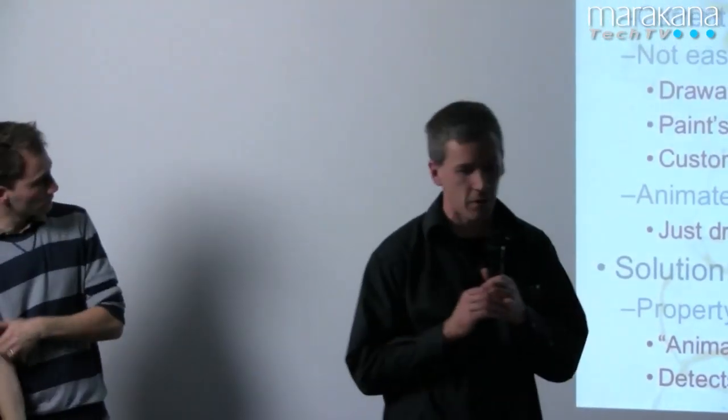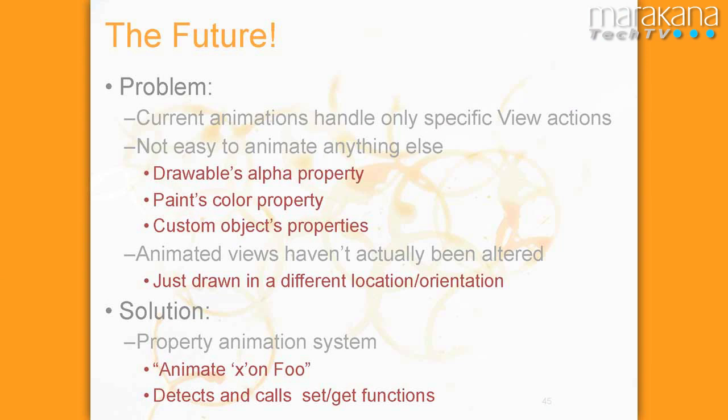Okay, so in the current animations, like I said, you can do a lot of stuff very powerfully and very easily, but there are some problems. One of them is that there's only specific things you can do. You can translate, rotate, and scale, and you can fade that view, and that's really all. Right? There are more things that views can do, but you can't really animate those things easily.